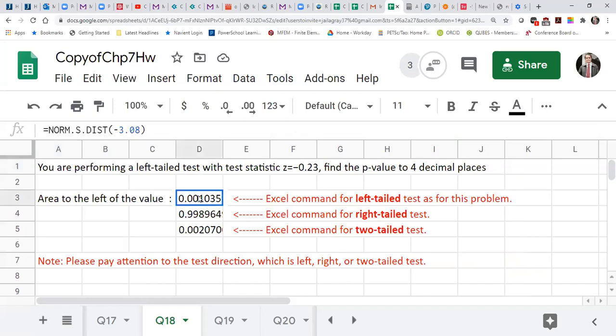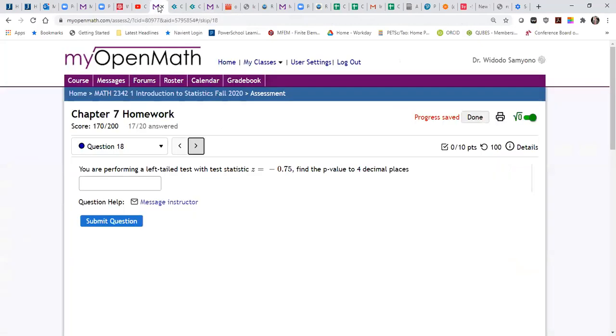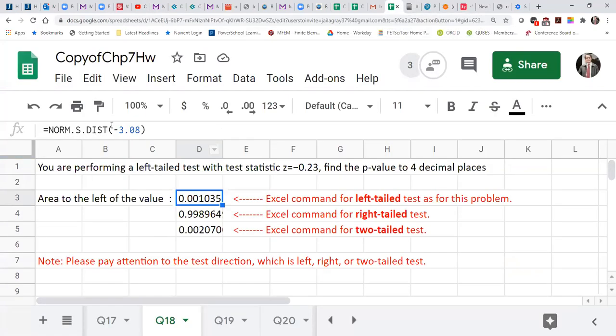So I already put the formula here. For left-tailed test, you just need to change this to what do you have here? The z-score here is negative 0.75, right? Negative 0.75. So negative 0.75.